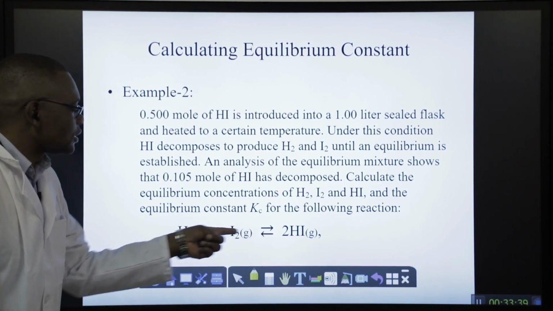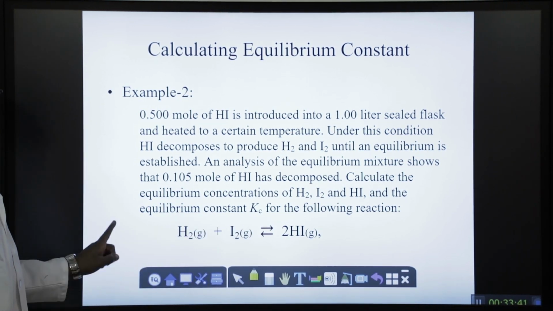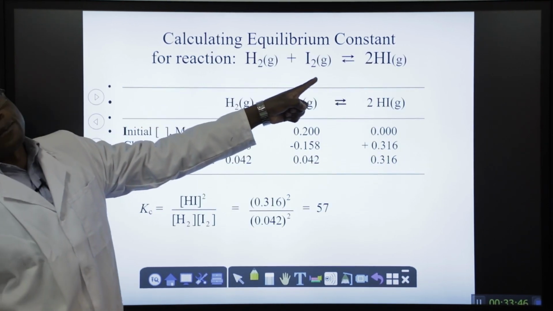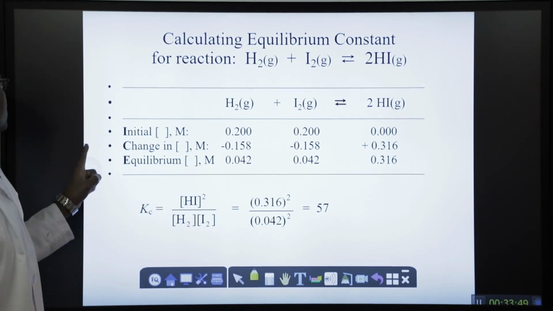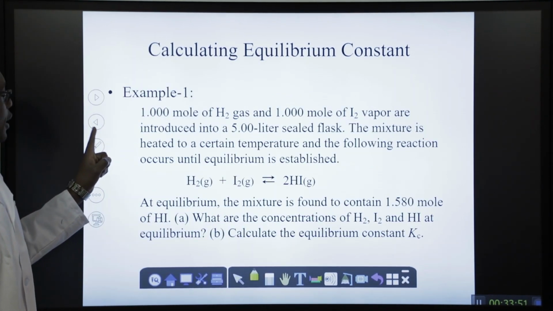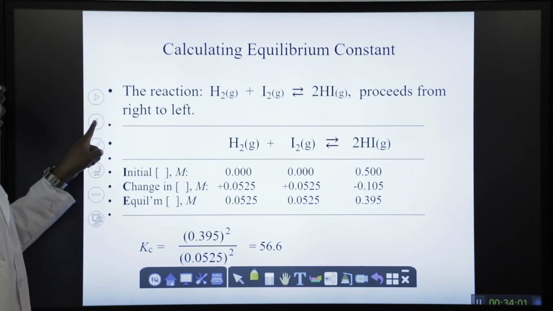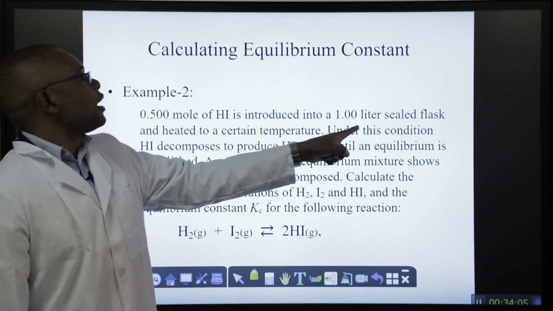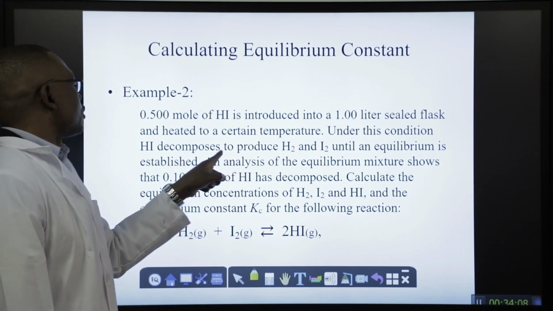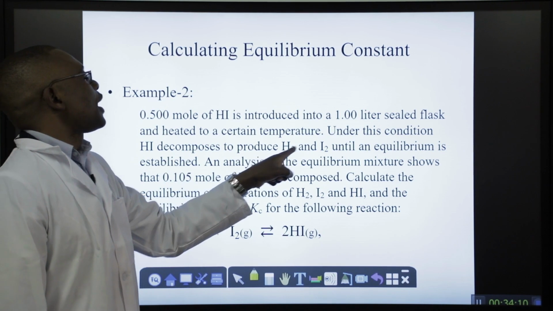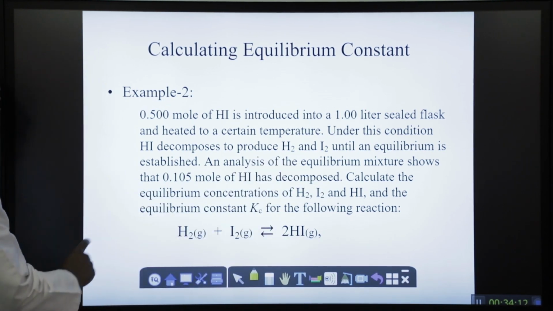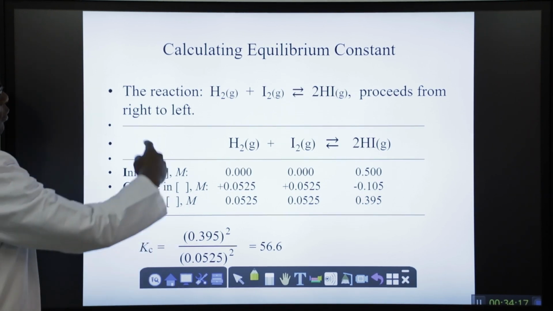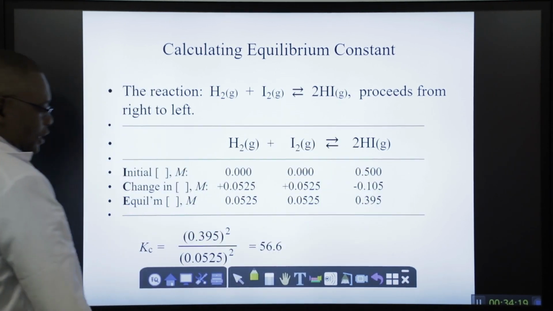So you can actually see that this is just more or less the same as this reaction. But what is happening here is that this is now a reverse reaction. We are starting with the hydrogen iodide, and the hydrogen iodide is in 1 liter, and then after heating it, it decomposes to form hydrogen and iodine. So in a similar manner, we just use the ICE table, and you represent things as they are like this.